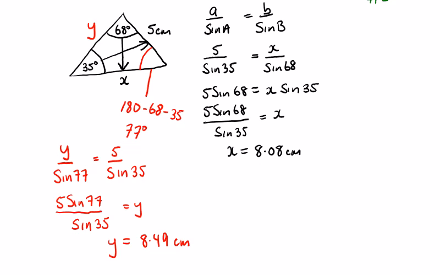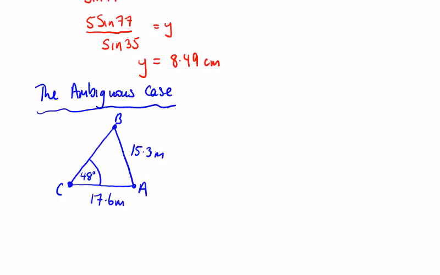Let's look at another example. Let's have a look at an example that's known as the ambiguous case, where there actually is more than one answer to the question. This is because your excellent knowledge of the unit circle will tell you that if we get an angle in here for sine, sine is also positive in here. So there will be an angle in this sector that will satisfy the inverse sine of a particular number.